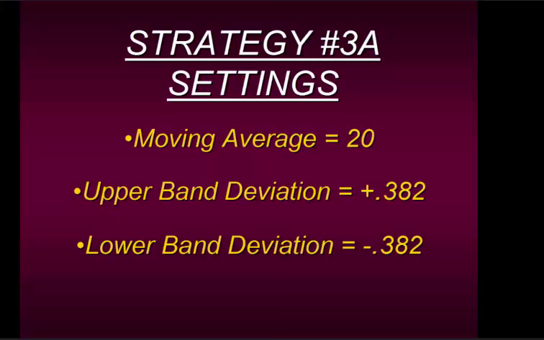Usually with any charting software you have, you should be able to change the deviation. If you're having trouble with it, just contact your tech support for whatever charting platform you have. They should be able to tell you how to change it, okay? But these are the settings we're going to be doing. We're leaving the moving average alone and simply changing the upper band deviation and the lower band deviation to +0.382 and -0.382. We're going to fractions, okay?